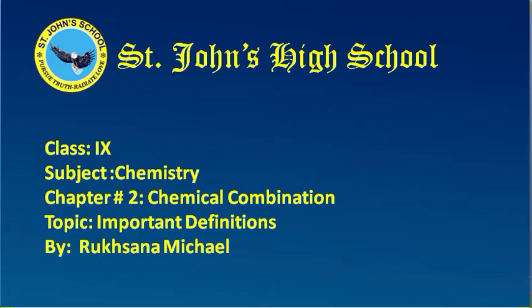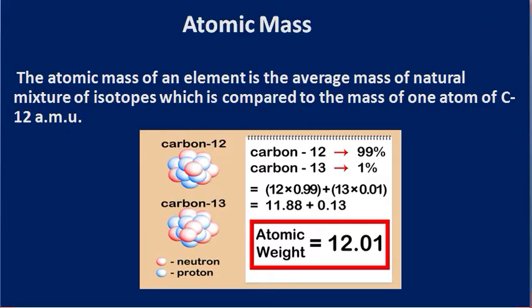Today we will do chapter 2, chemical combination, and our topic is some important definitions. First of all, we see atomic mass. What is atomic mass? The atomic mass of an element is the average mass of a natural mixture of isotopes, which is compared to the mass of one carbon, that is 12 AMU.